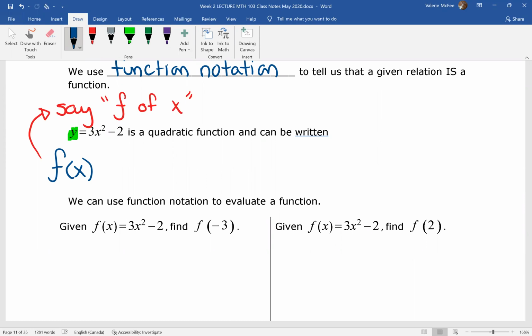The function of x equals 3x squared minus 2. Whenever we see this function notation, f of x, we remember that f of x is representing y. The x is there because we're saying in this function, the variable is x. We'll do more work with functions in the next video.